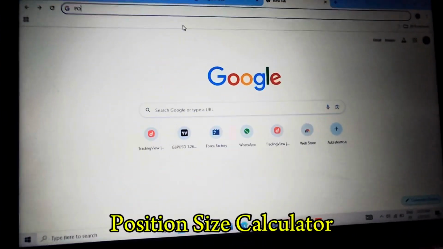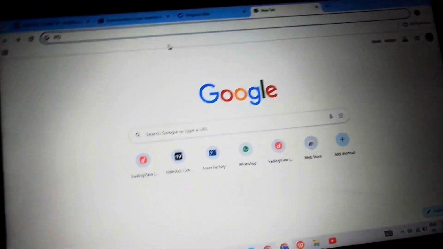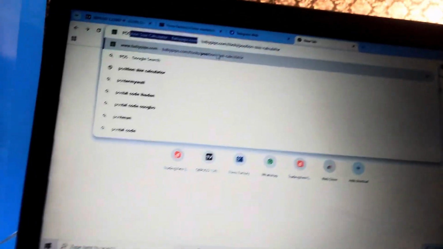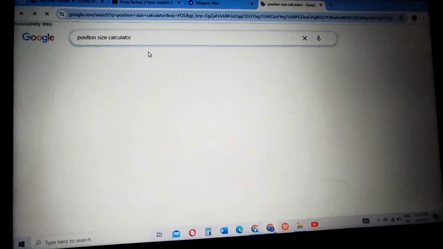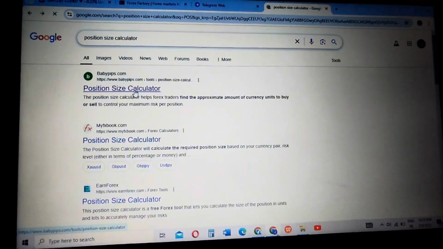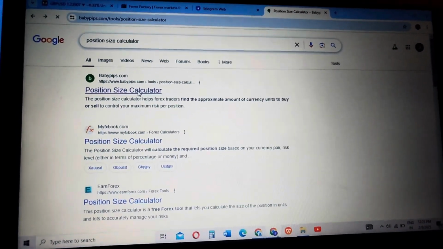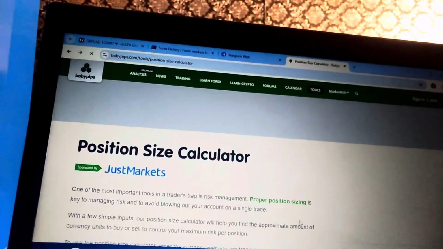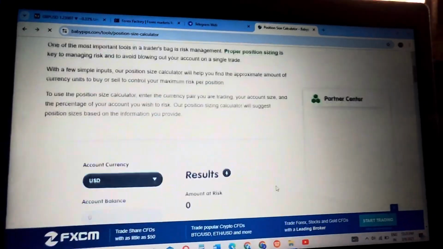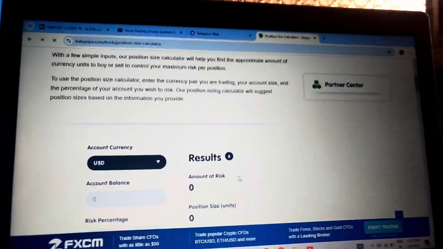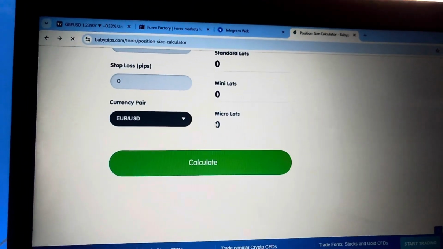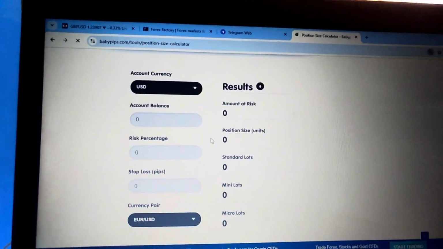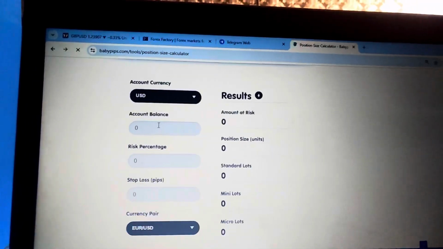Let me search it. Position size calculator. Yeah, this is the one that I use. If you want to flip a small forex trading account, just go down to this place. Say for instance you have a $100 trading account to flip. Just come to this point and put your amount, which is $100.